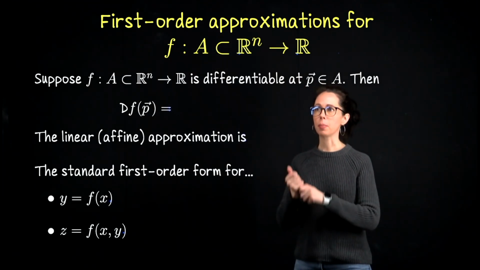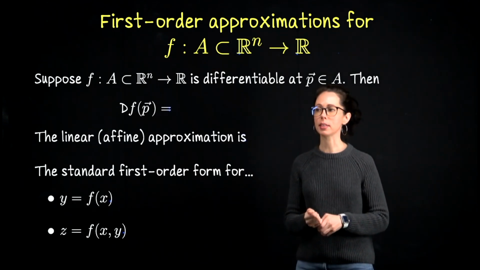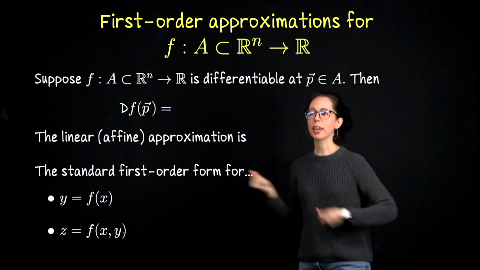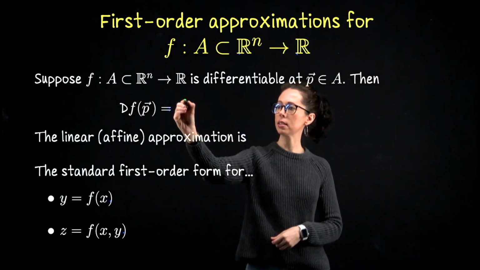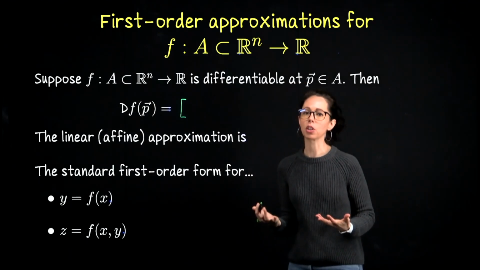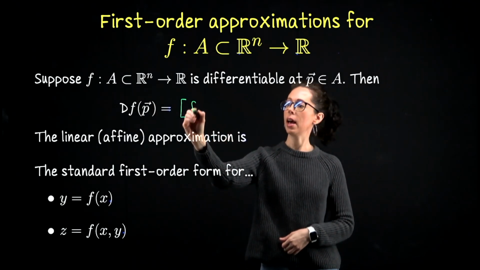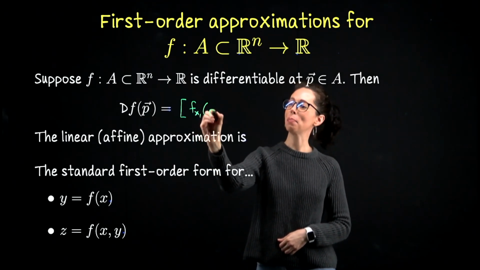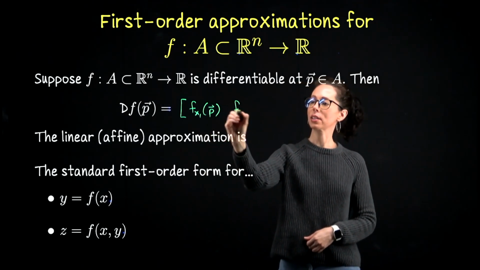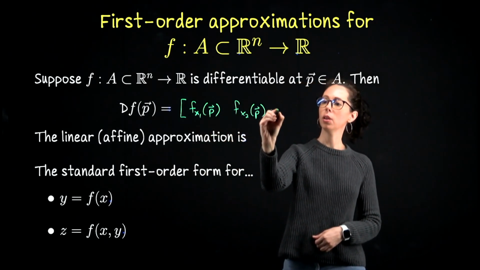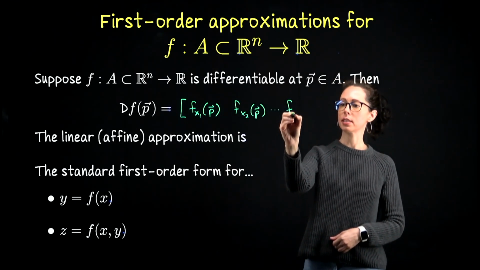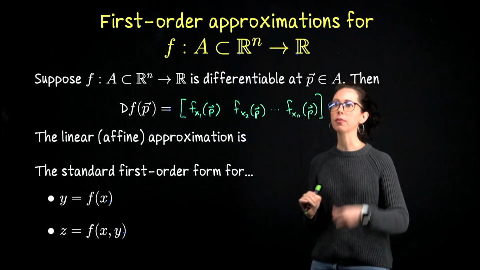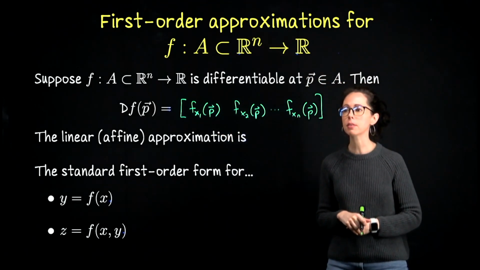Since the function maps from n-dimensional space to one-dimensional space, the associated matrix for our first order approximation is 1 by n. It's a row whose entries consist of the partial derivatives of the output function, which is just f. So that might look like f sub x1 evaluated at p, f sub x2 evaluated at p, all the way through the nth entry, which is df dxn evaluated at p. So each of these is a partial derivative of the function with respect to the various inputs.